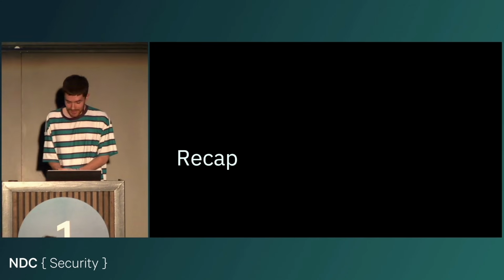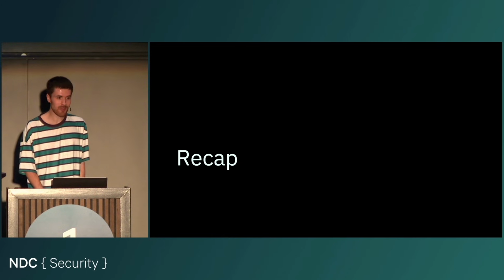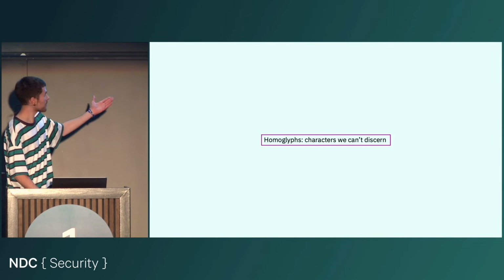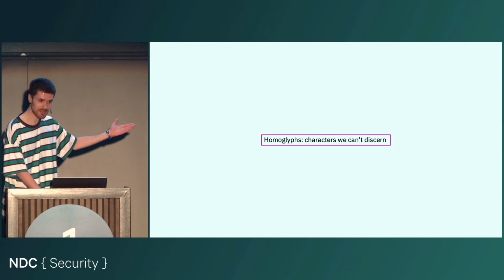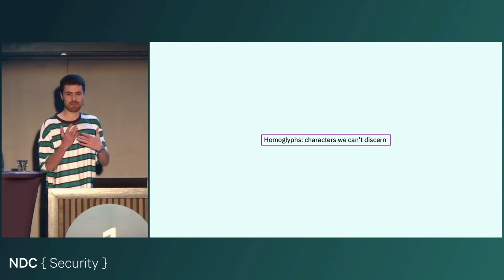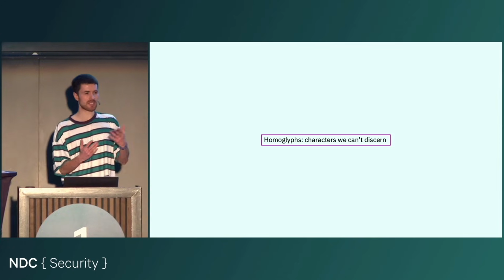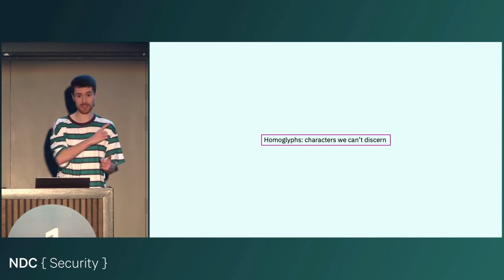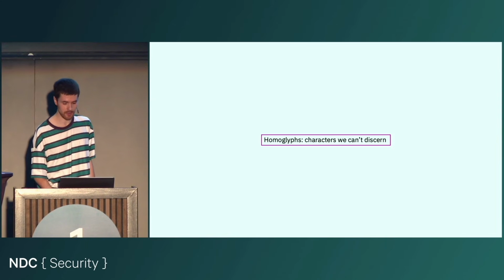But I'd say I hope we've learned something. Specifically, we saw that homoglyphs are characters that we can't really discern. We don't really know straight away if something is a homoglyph or not. Those were easy ones, but sometimes it's even harder. Sometimes there's no difference at all.